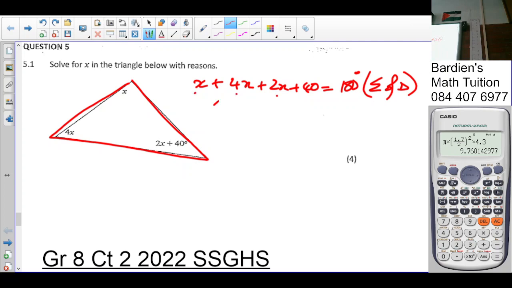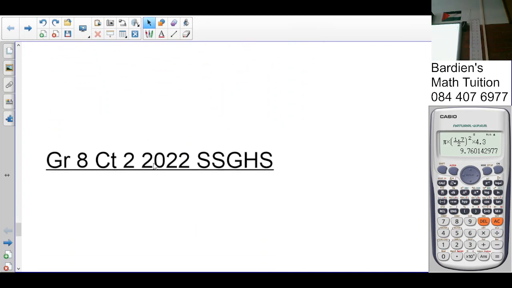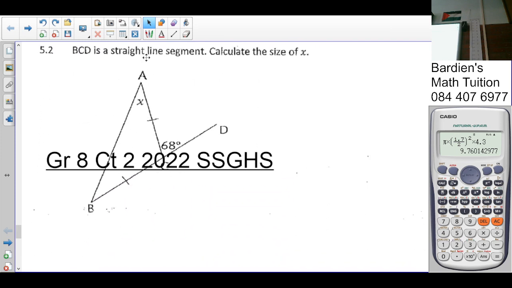So that is going to give us 7x. So going to give us 7x is equal to 180 minus 40, which is 140. Divided by 7 both sides. So x works out to be 20 degrees. Okay. The next question, 5.2.